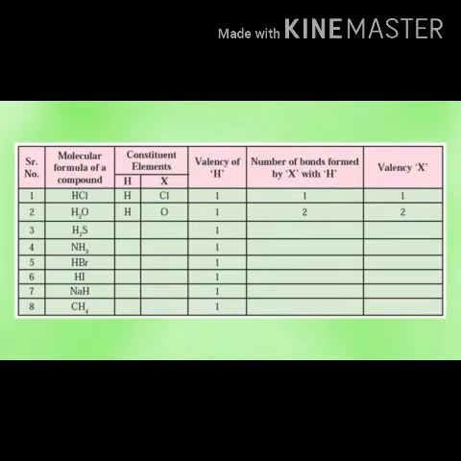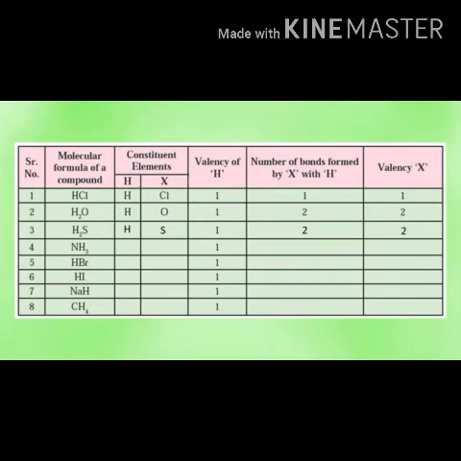Let us start completing the table. First 2 are already done. Number 3 is H2S. Constituent elements are H and S, hydrogen and sulfur. Valency of hydrogen is 1. Number of bonds formed by sulfur with hydrogen is 2, because molecular formula is H2S and valency of X, that is of sulfur, is 2.